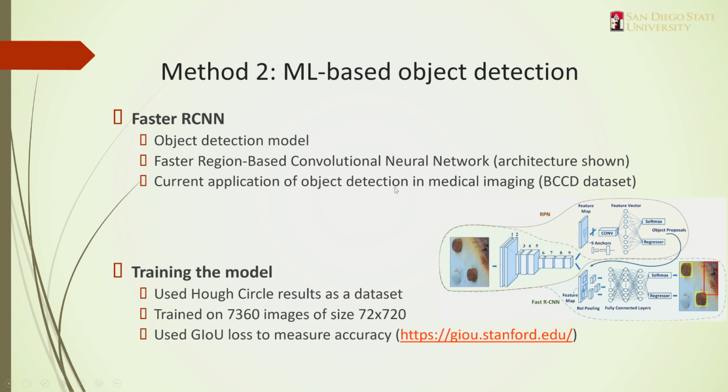Currently, there are some other projects similar to mine, such as the BCCD dataset, a small collection of annotated blood cell images that also uses object detection in Faster R-CNN. To train my model, I used my results from Hough circles as a dataset. This was suboptimal, as human-labeled data would be better, but this was unavailable. I trained on around 7,000 images, and used for my loss function GIoU, which stands for Generalized Intersection over Union.